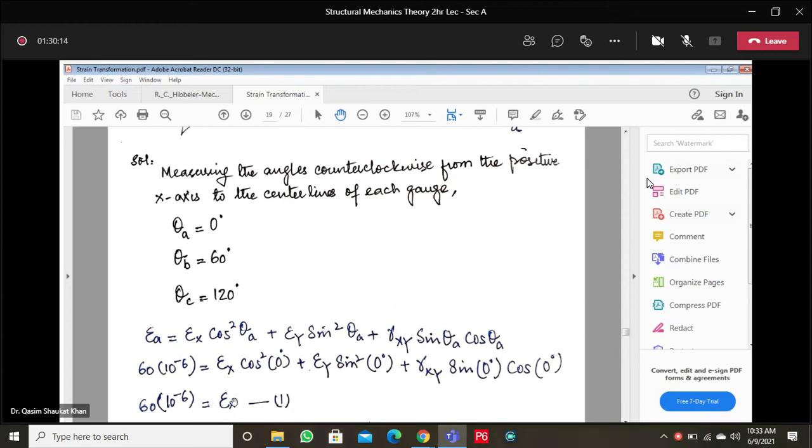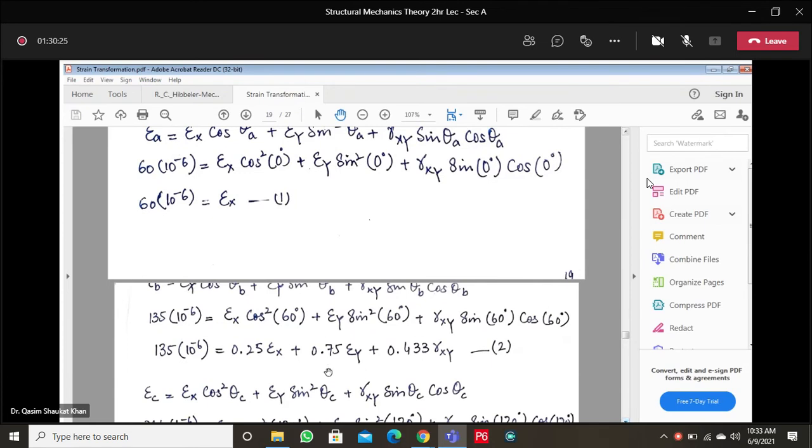So now you can see here, from here you are actually getting the value of epsilon x, that is 60 microstrains. Now next is epsilon b. Epsilon b is equal to epsilon x cos square theta b plus epsilon y sin square theta b plus gamma xy sin theta b cos theta b.